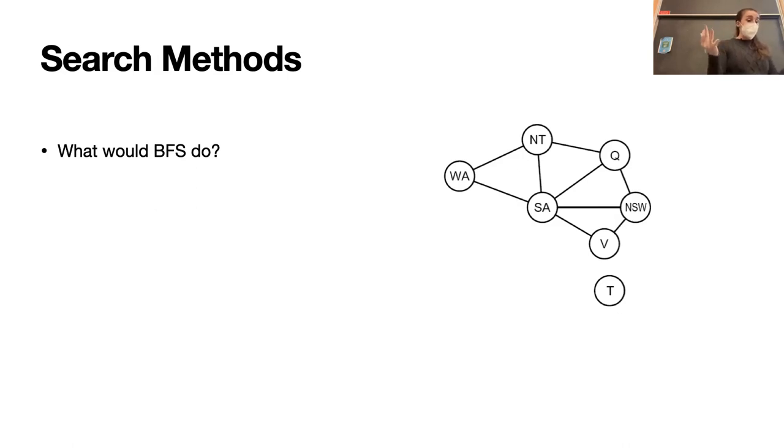Radially, exactly. So if we said breadth first search, color this graph for us, what it would do is go through everything radially. So it would actually do adjacent coloring, right? So first, let's just say it would start here at West Australia, and then it would try and color here, and then it would try and color here, and then it would go so on and so forth in different layers.